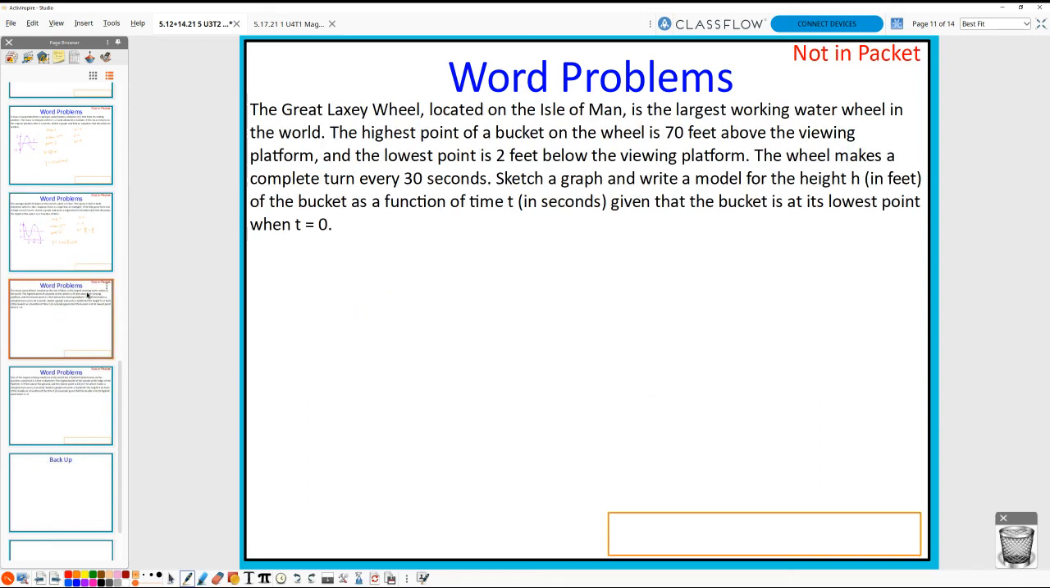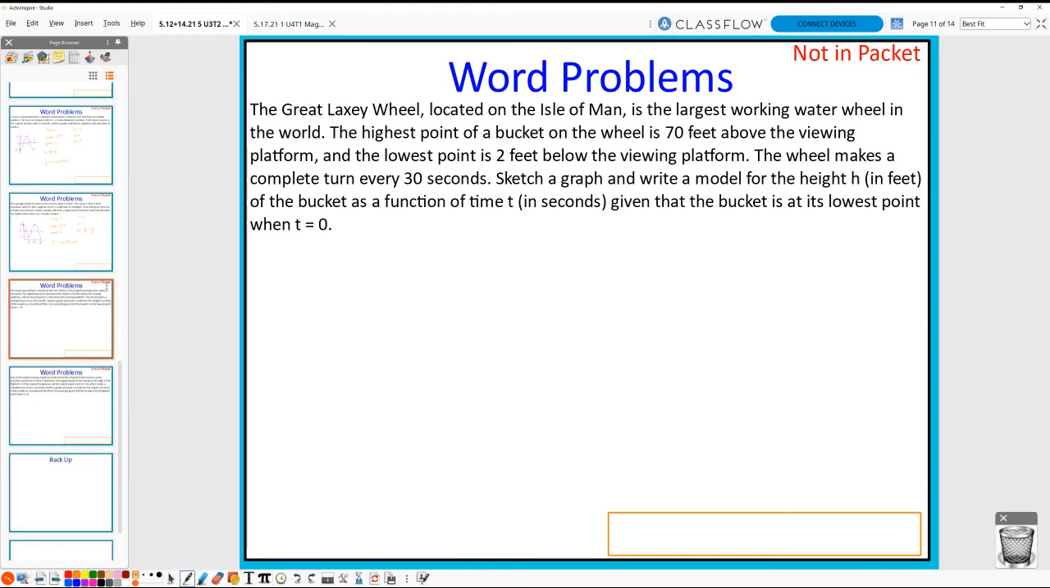Awesome. All right. I think this will be the last one that we do. The Great Laxey Wheel, located on the Isle of Man, is the largest working water wheel in the world. The highest point of a bucket is 70 feet above the viewing platform. The lowest is 2 feet below the viewing platform. The wheel makes a complete turn every 30 seconds. Sketch a graph, assuming that the bucket is at its lowest point when t equals 0.